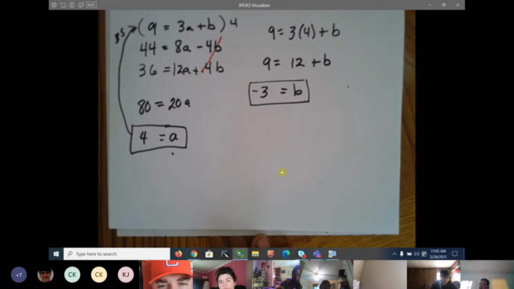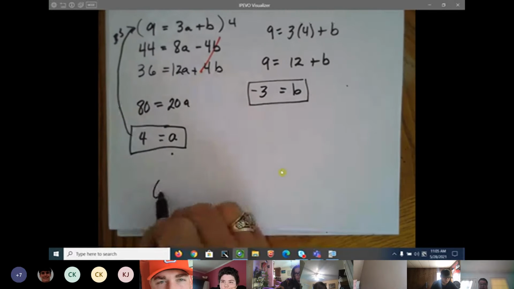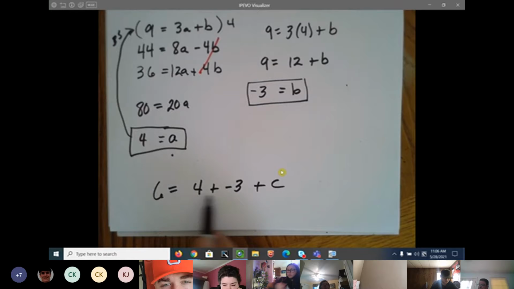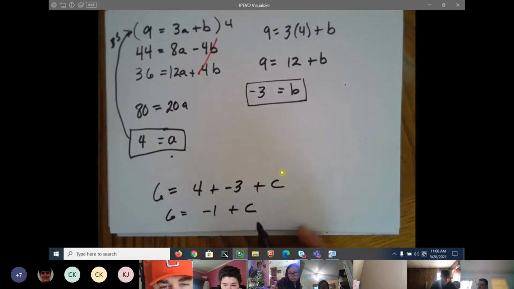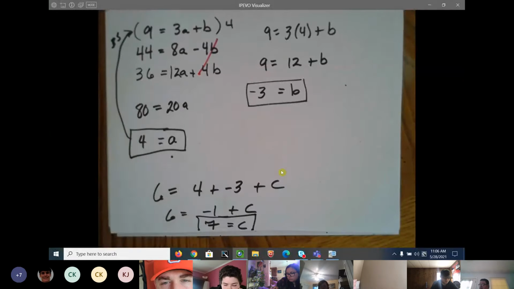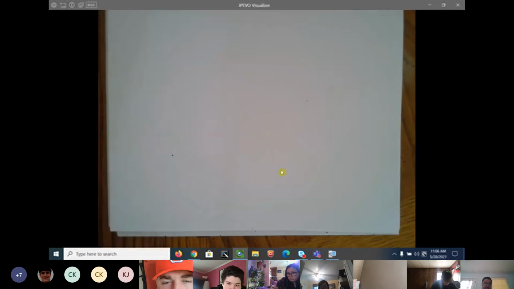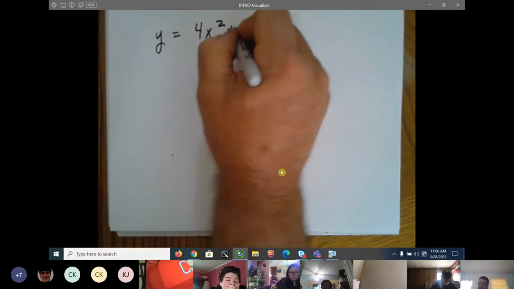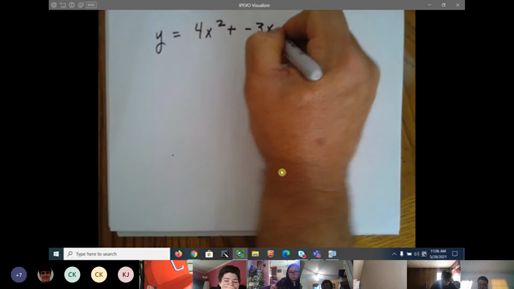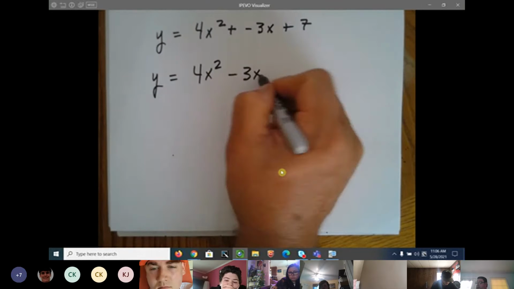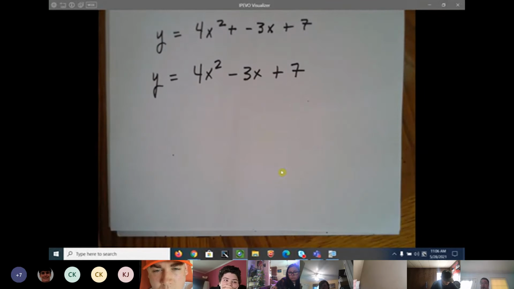Y'all with me? And then the last one, back substitute into 6 is equal to 4 plus a -3 plus C. And 4 plus a -3 is equal to -1 plus C. C is equal to 7. And that means if we go back, y is equal to 4x squared plus -3x plus 7. And that's y is equal to 4x squared minus 3x plus 7. That's one way to do it. Y'all with me?